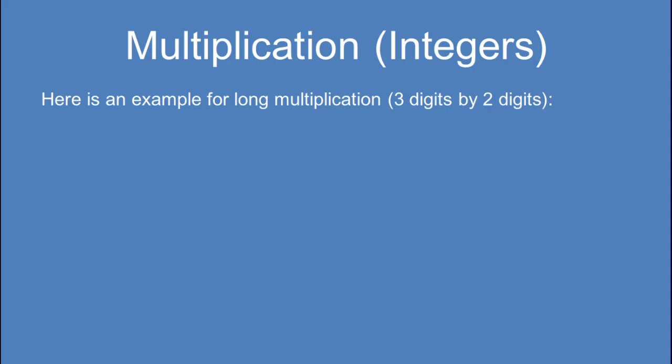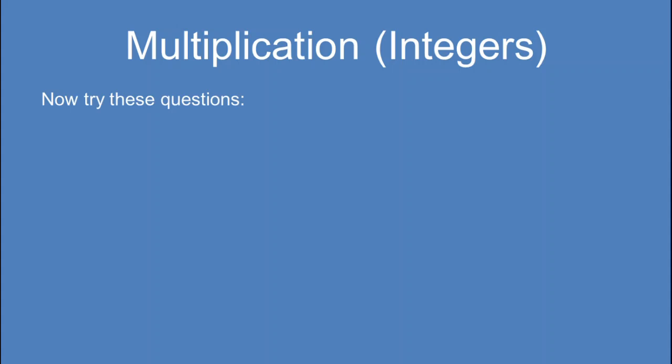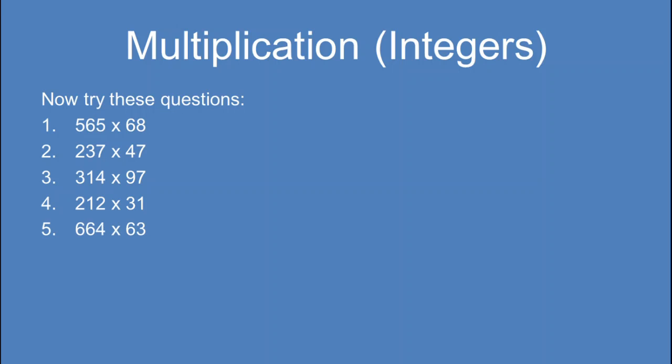Here is an example for long multiplication, here. Now try these questions. Question 1, 565 times 68. Question 2, 237 times 47. Question 3, 314 times 97. Question 4, 212 times 31. Question 5, 664 times 63. Here are the answers.